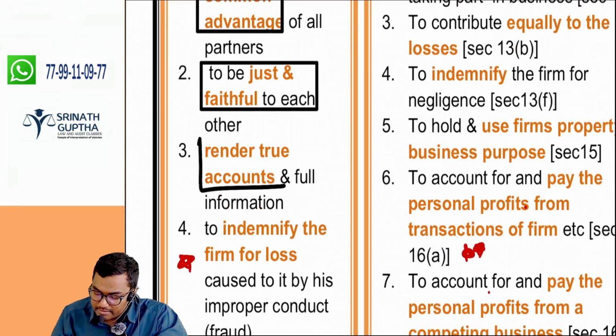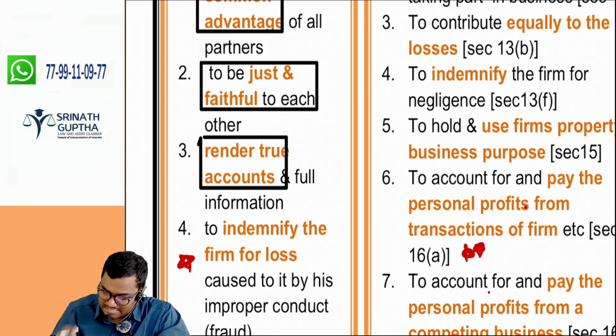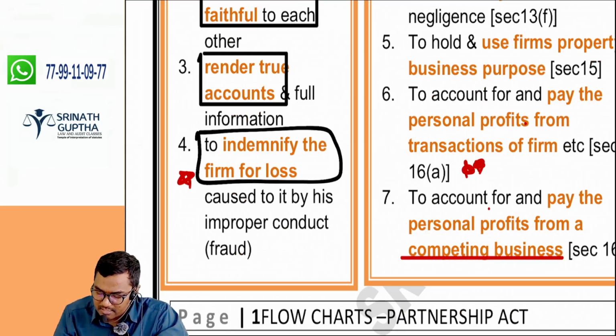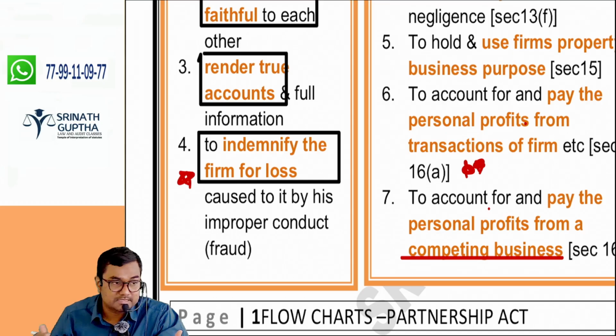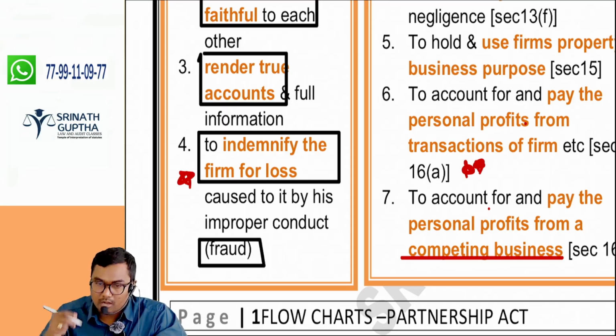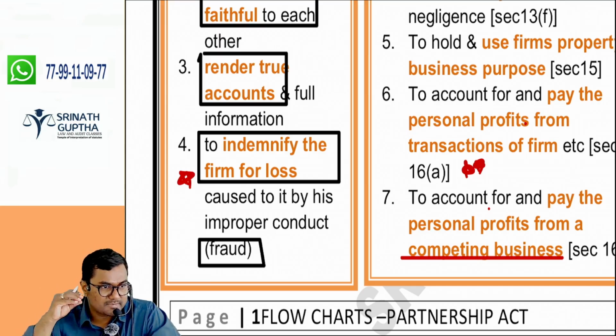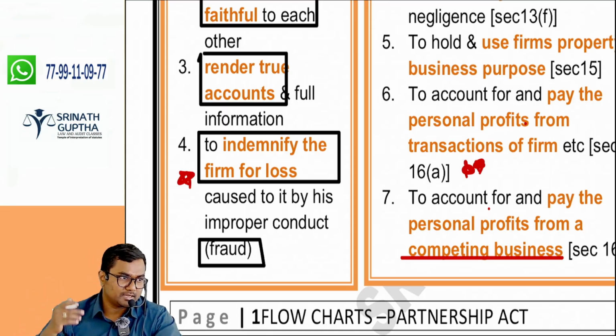To render true accounts: every partner has to show the true accounts to other partners, especially to the sleeping partner. And to indemnify the firm for loss because of the partner's fraud. If there is any loss to the firm because of the fraudulent activity of the partner, he has to compensate the firm. I kept a star; this came in the exam many times. We discussed one example also: taking sweets every day from the shop and selling outside. What is he doing? Fraud on the firm. So who is getting a loss? The firm, due to the fraudulent activity of the partner. So we have to compensate.